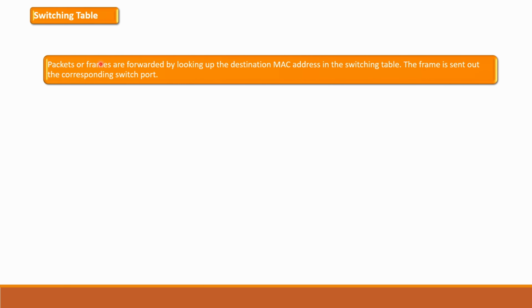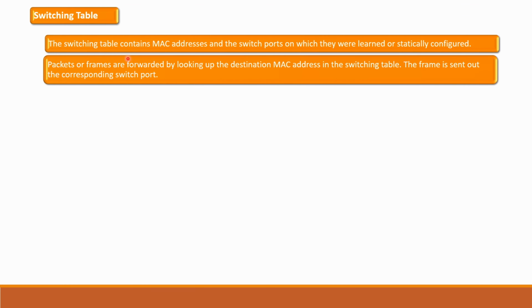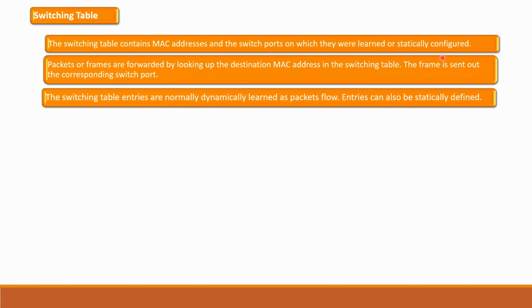Packets or frames are forwarded by looking up the destination MAC address in the switching table. The frame is sent out the corresponding switch port. The switching table contains MAC addresses and the switch ports on which they were learned or statically configured. The switching table entries are normally dynamically learned as packets flow. Entries can also be statically defined.